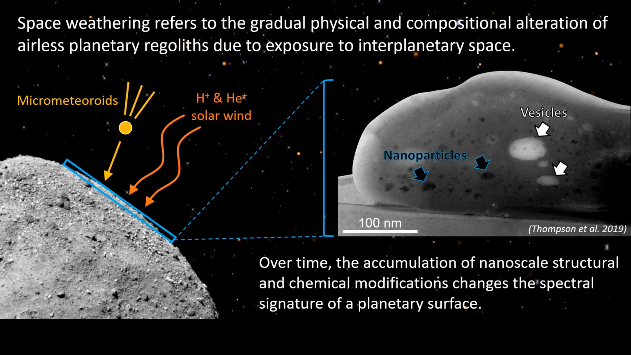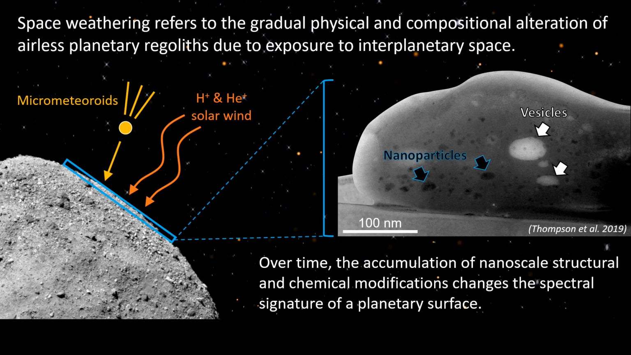The term space weathering refers to the gradual physical and compositional alteration of airless planetary regoliths due to exposure to interplanetary space. In general, there are two primary space weathering processes: micrometeoroid bombardment and solar wind irradiation. Both of these processes generate nanometer scale chemical and structural modifications in the uppermost 100 nanometers of regolith grain surfaces.